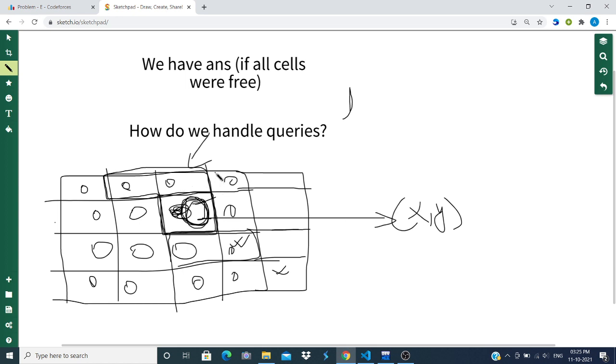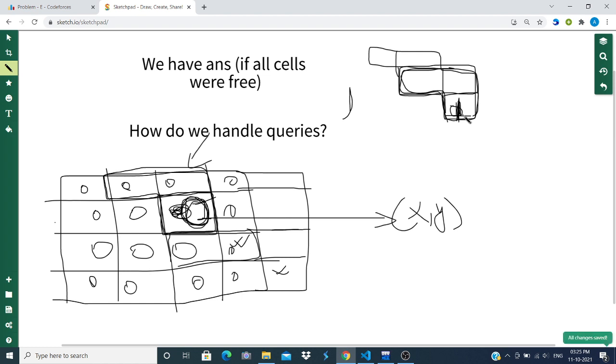You can just see why. If some cell is 0, and let's say we have something like this, then in our initial answer we have added all the staircases which are of this kind. Since we are changing this 0 to 1, I need to remove all those, because this will no longer be a valid staircase.